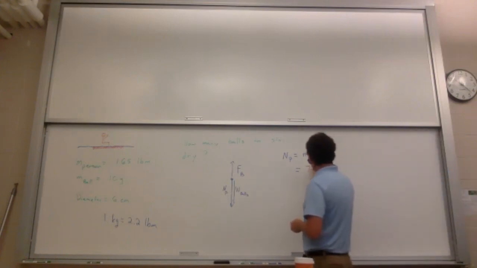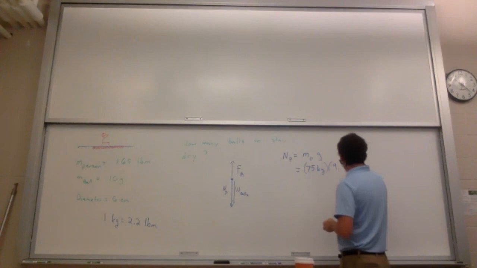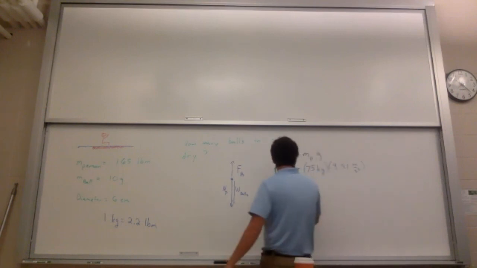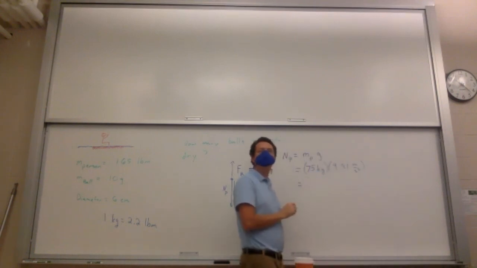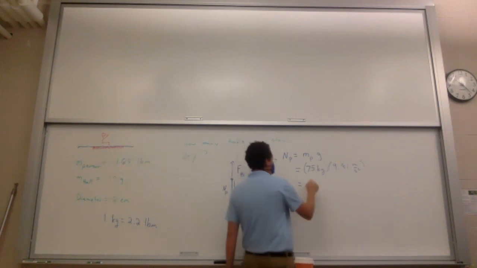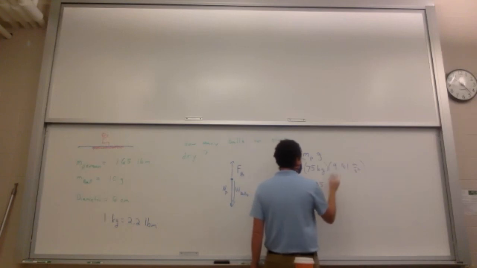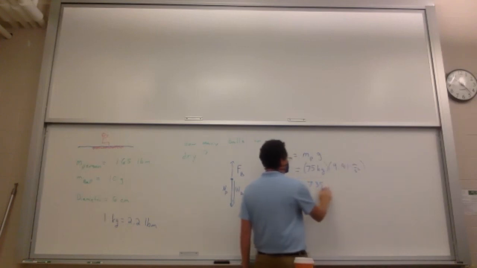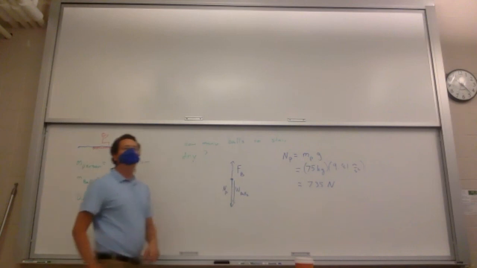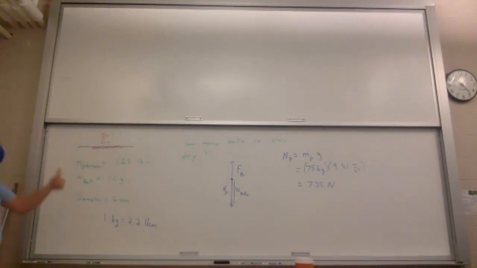So 75 kilograms times 9.81 meters per second squared. It'll come out in newtons. So 735 or so. 740. 735. 735 point, I don't have any more accuracy than that. Newtons. Okay. So we understand that one.